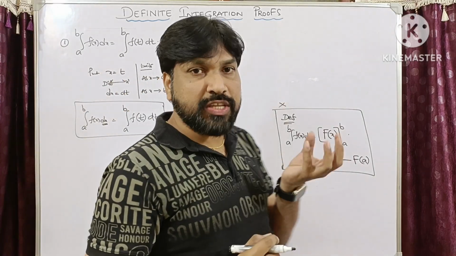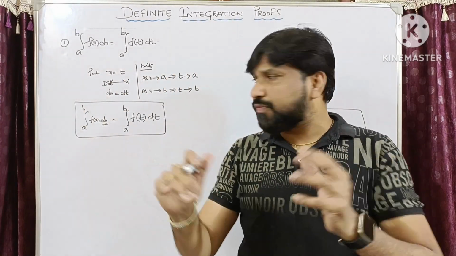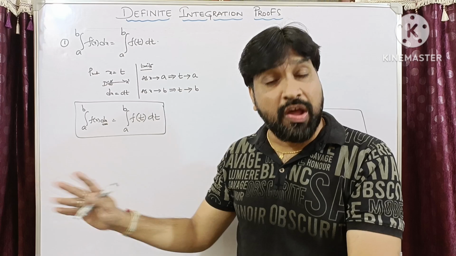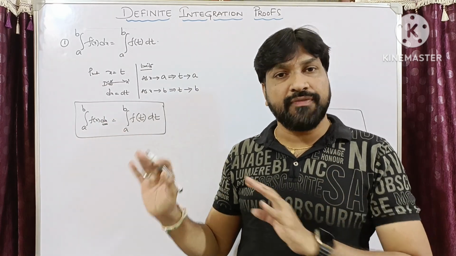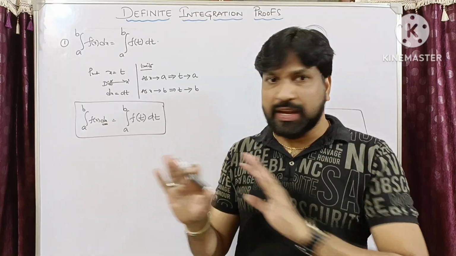So what is the meaning of this proof? Means if any function is completely in terms of t, we can change it in terms of x also. For example, any function in terms of x, we can change completely in terms of t. That is the meaning of this proof, friends. Did you clear? This proof usually they never ask in the examination.